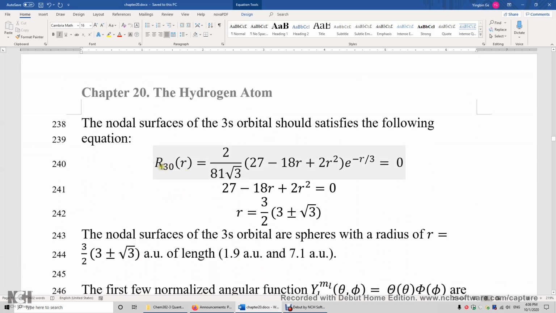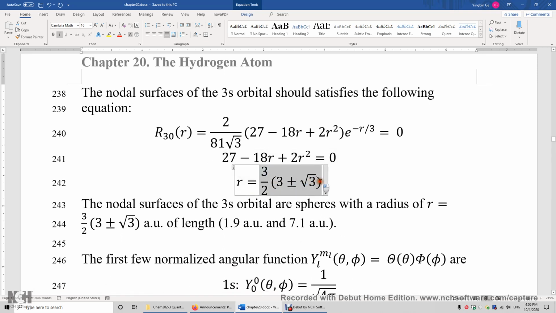Similarly, if you're looking at this 3s orbital, you should be able to solve this equation to determine where these two nodal surfaces are. So when r is 1.5 times 3 plus minus the square root of 3, you have two nodal surfaces. So these two numbers are actually 1.9 and 7.1 atomic units of length. Again, one atomic unit of length is 0.529 angstroms.